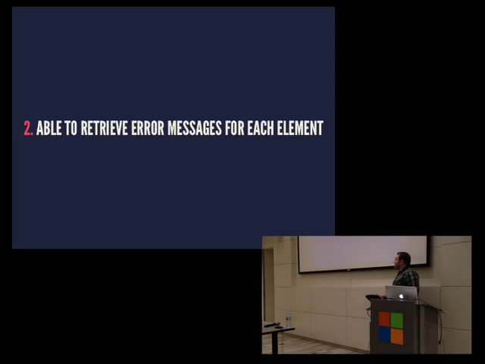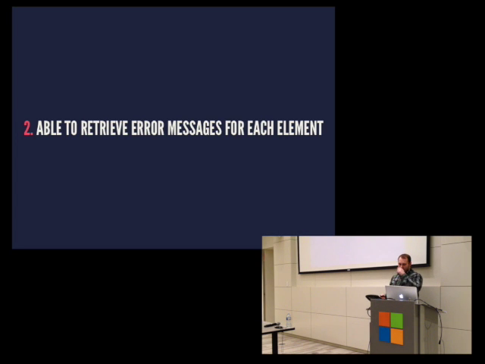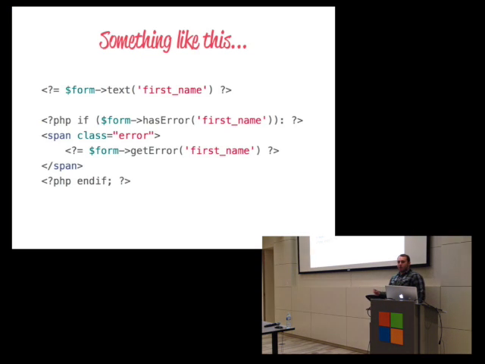Aside from that, I also wanted to be able to easily retrieve error messages related to these different inputs. So I wanted to be able to do something like this: spit out the text box, ask the form if there was an error, and then spit out the error into a specific tag if I needed to style it in a specific way.